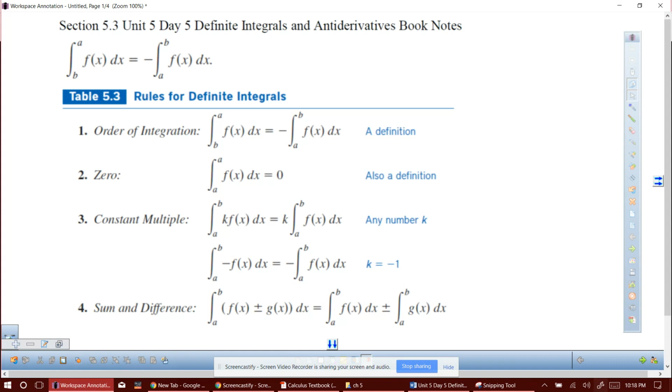So I'm going to start off here. I put these into the Blackboard. These are some of the class notes, and I just wanted to talk to you about them pretty quickly. First thing I want to point out is we have some rules. I just cut out the 4 that you're really going to use today.